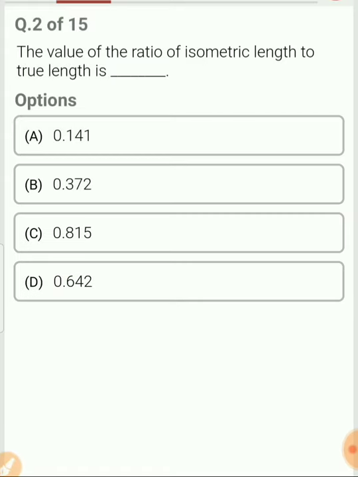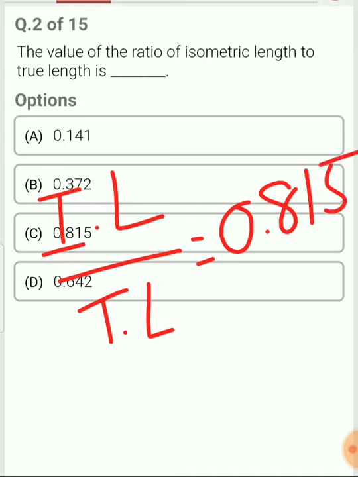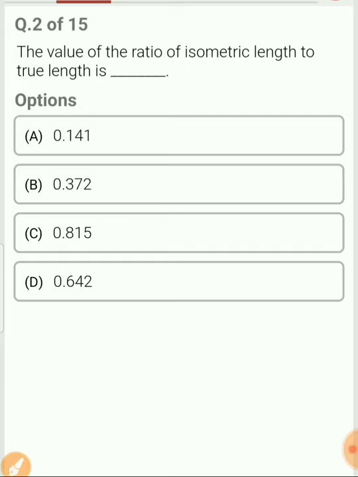The value of the ratio of isometric length to the true length is, in an isometric projection, the ratio of isometric length upon true length equal to 0.815. Okay, so you need to remember this value, that is the ratio of isometric length to the true length is 0.815. Also you need to remember what is the isometric length and the true length.